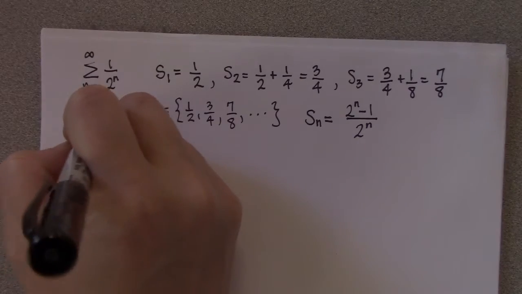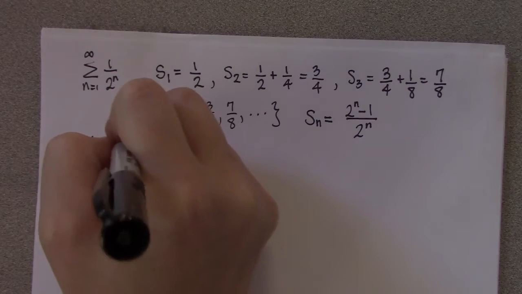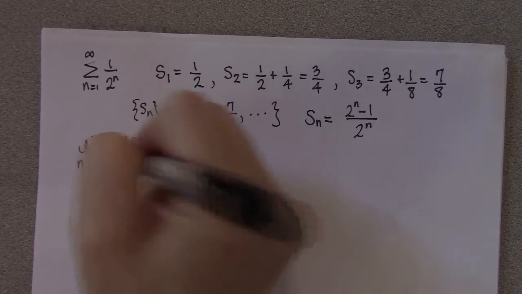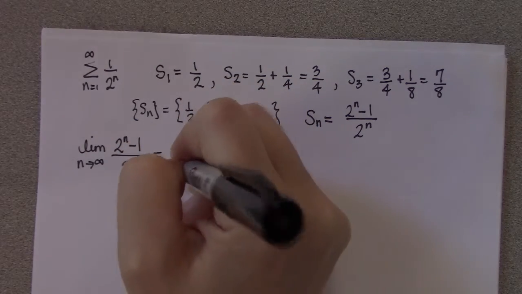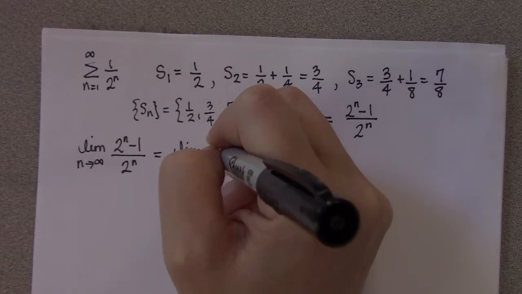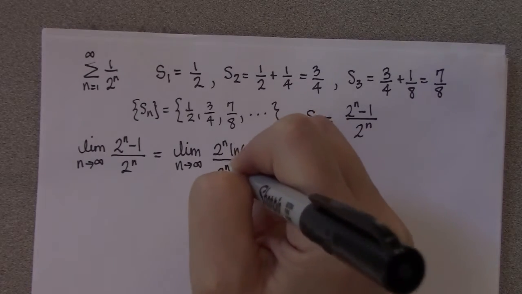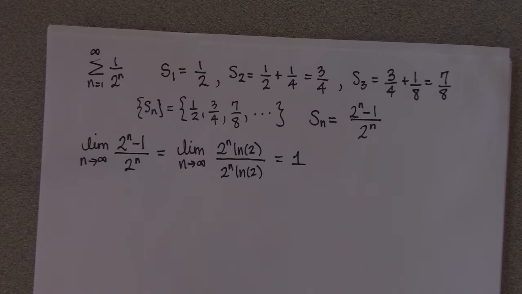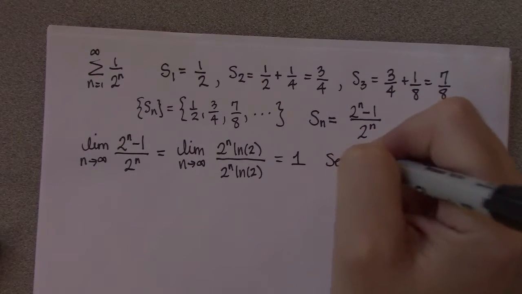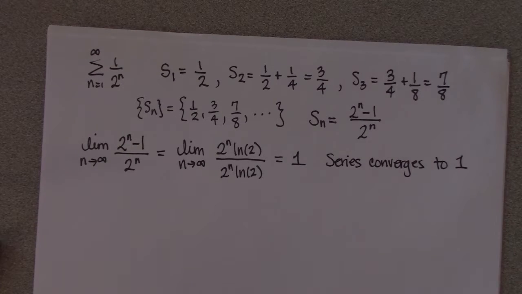So if we look at this, we can see this is an infinity over infinity situation, and the derivative of the numerator is 2 to the n natural log of 2. The derivative of the denominator is also 2 to the n natural log of 2, and so we can see that's just going to become 1. And so the series converges to 1.